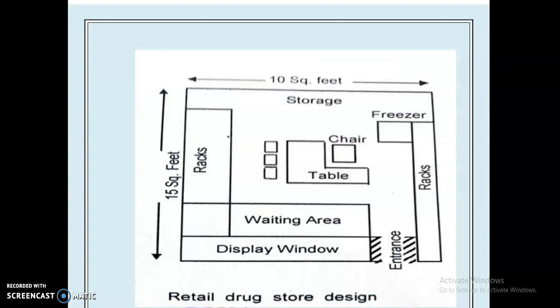So you can see on the slide, this is a normal and very easy design for the retail drugstore. So how should it be? In the previous slide we have seen the hospital pharmacy and this is the retail pharmacy shop. So you can see where is the waiting area, where is the table, where is the chair, where should be the freezer, and the most important thing, how much will be the area for the retail shop. It is 10 square feet into 15 square feet. This is the area which is required for the retail shop of medicines.